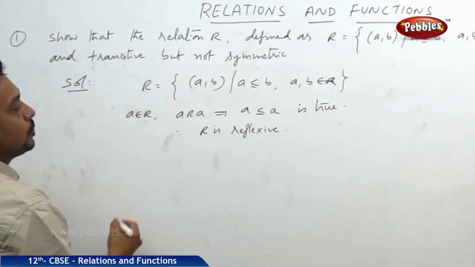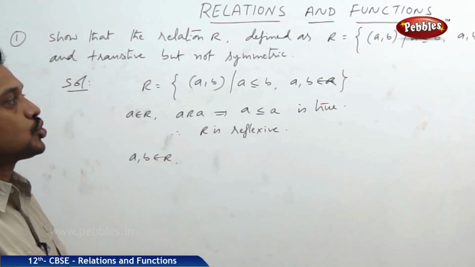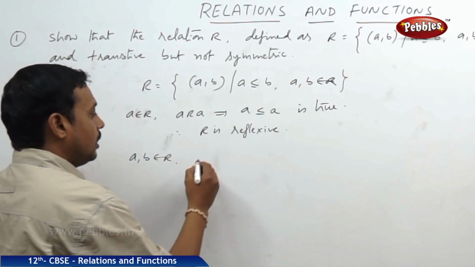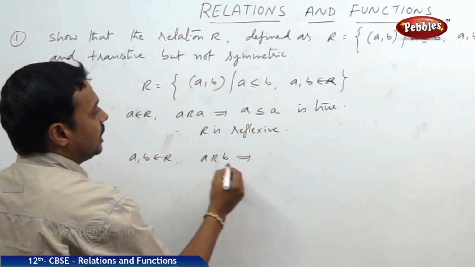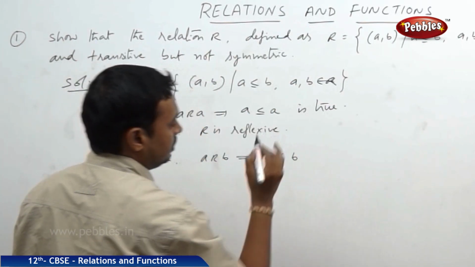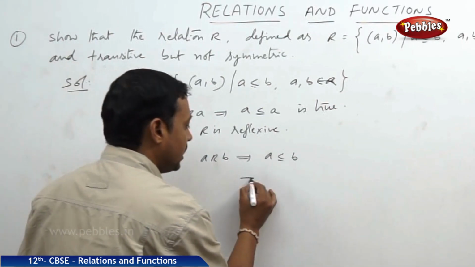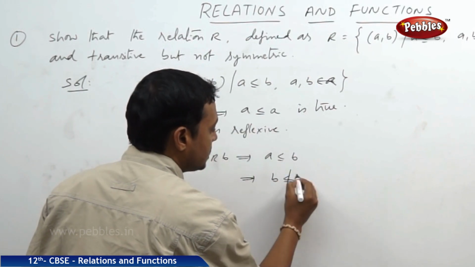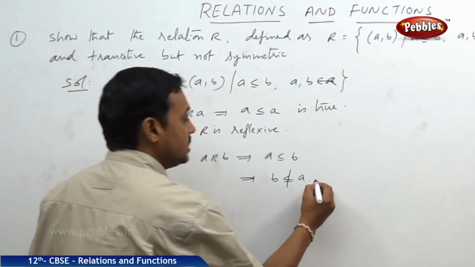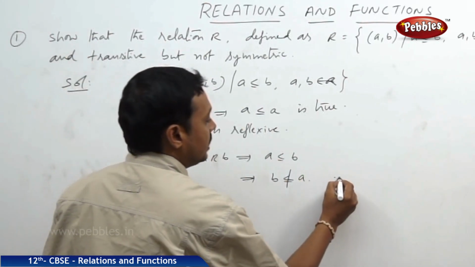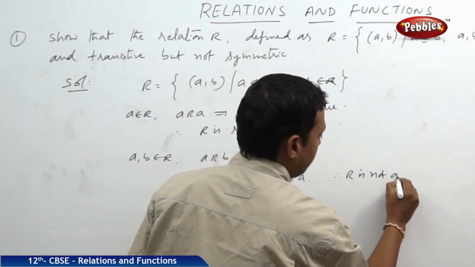Next one. Suppose A, B, two elements, are chosen from the set of real numbers R, and A is related to B. This implies that, according to the relation, A related to B means that A is less than or equal to B. When A is less than or equal to B, is B less than or equal to A? No, certainly not. Here B is not less than or equal to A, because B is greater than or equal to A, but not less than or equal to A. That means B is not related to A. Hence, the given relation R is not symmetric.